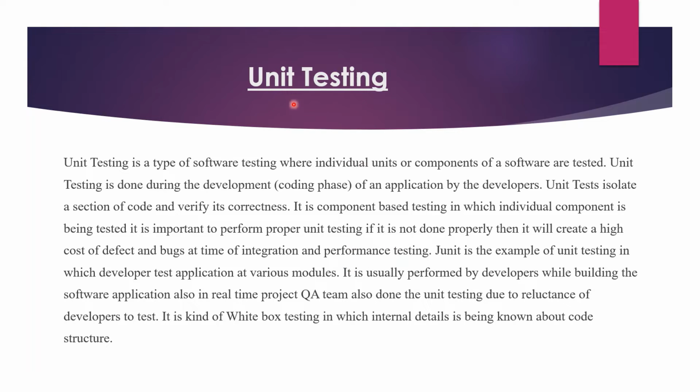For example, in Java, the developers use JUnit to perform unit testing, in which the developer tests the application at various modules. It is basically performed by the developers, but sometimes the QA team also engages in unit testing as well, because of a lack of developers or the reluctance of developers to test it. So sometimes the QA team can also do the unit testing.